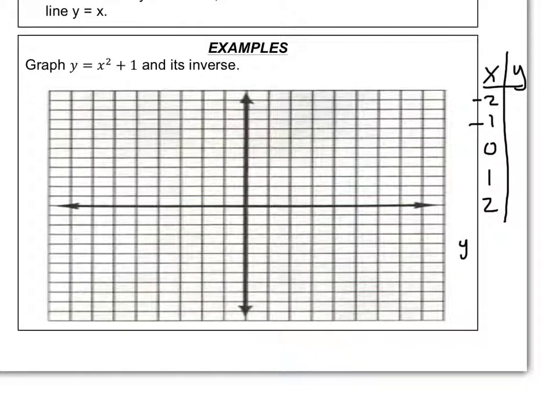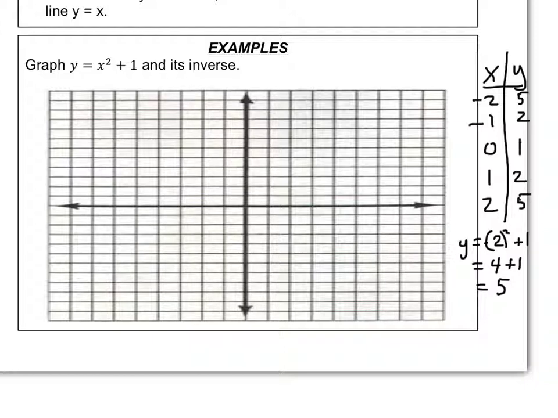When I put -2 in, I've got -2 squared plus 1. -2 squared is 4, plus 1 is 5. So when I put -2 in, I get a 5 out. When I put -1 in, -1 squared is 1, plus 1 is 2. When I put a 0 in, this is 0 squared plus 1, which is just 1. Put a 1 in, you get 2, and if you put a 2 in, you get 5 out.